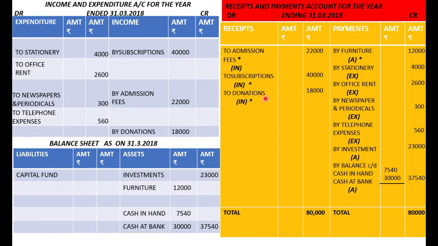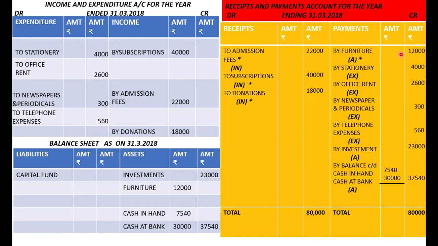Next, to donations, 18,000. It is an income, so it is recorded in the income side of income and expenditure account, that is the credit side. By donations, 18,000. Amount is written in the inner column as there is an adjustment on donations. So with this we have done the posting of the receipt side. Now payment side.